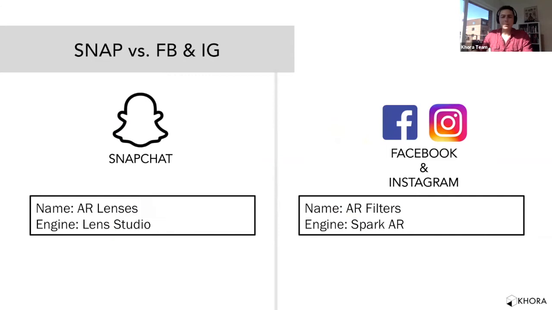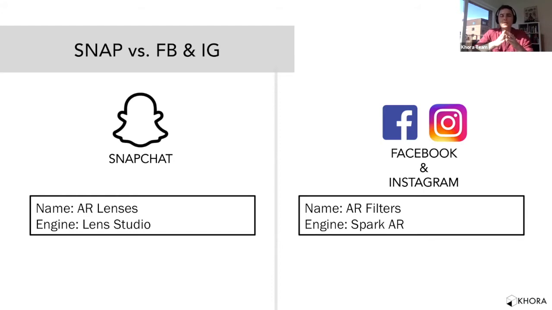All right, so we're basically just going to focus on Snapchat and Facebook here. The first thing you need to know is the main differences between these platforms. First of all, on Snapchat they call them augmented reality lenses, and on Facebook and Instagram they call them augmented reality filters or augmented reality effects. Just to simplify everything, we'll call them all augmented reality filters for the rest of the webinar, but in case you want to dig deeper into documentation, these are the terms that these platforms use.